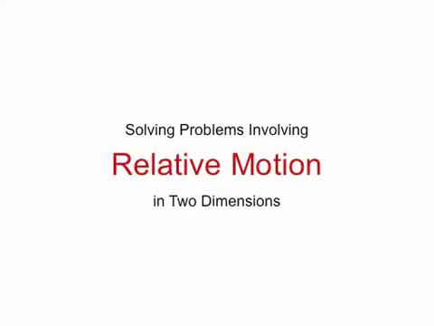In this mini lesson, we will work through in detail an example showing how the velocity of an object measured relative to one coordinate system is related to its velocity measured relative to another coordinate system that itself is moving relative to the first. First, however, a little review.